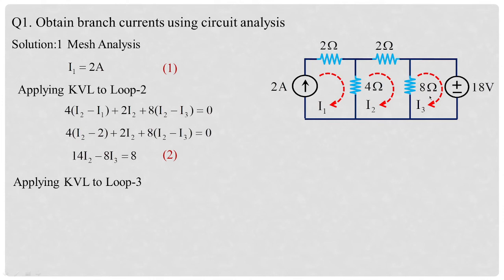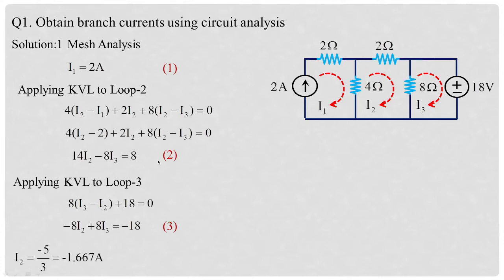Then apply the same analysis, that is Kirchhoff's voltage law, on the third loop. Treating this to be the dominating loop, we are going to obtain 8(I3 minus I2) plus 18 is equal to 0. With this, you are going to get the value as minus 8 I2 plus 8 I3 is equal to minus 18. Now solve these equations 2 and 3. Then you're going to get the value of I2, which is equal to minus 5 by 3, which is equal to minus 1.667 amperes. Similarly, you're going to obtain the value of I3, which is equal to minus 3.916 amperes. So we have I1, I2, and I3.